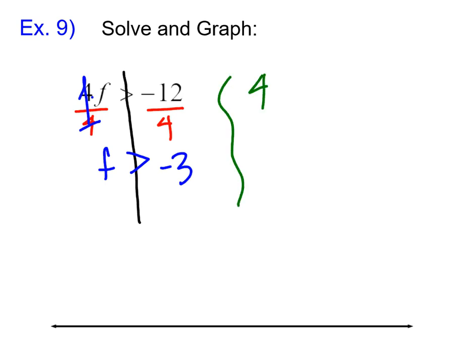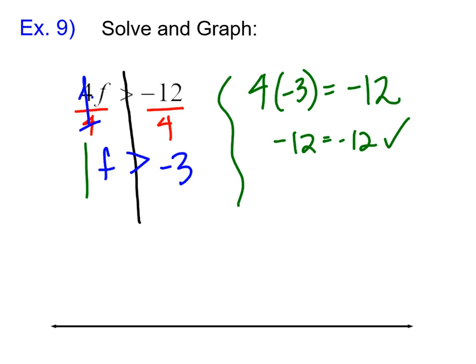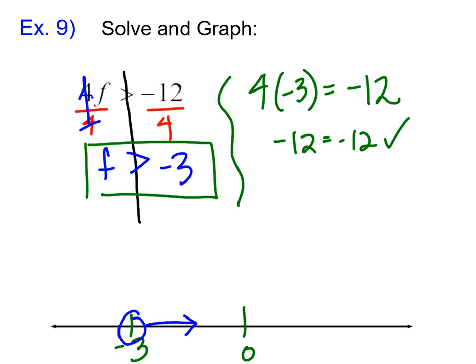We're going to do 4 times negative 3 following order of operations. 4 times negative 3 is indeed negative 12. That checks out. So this is our solution for this inequality. We're going to plot it on our line here. We're going to have an open circle at negative 3 because we're not including it, and I want numbers larger than that, so we're going to go to the right.